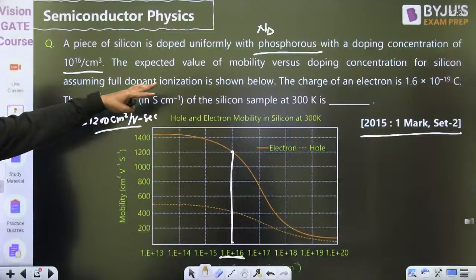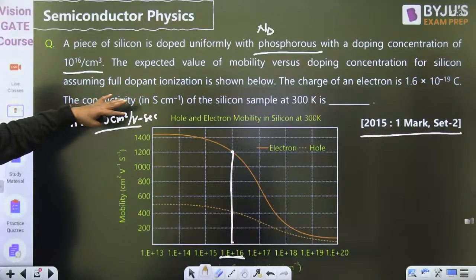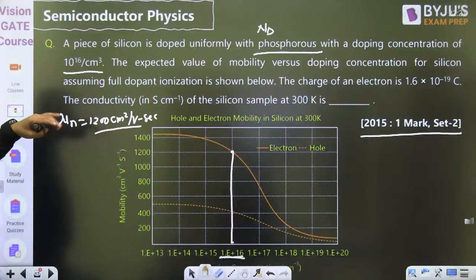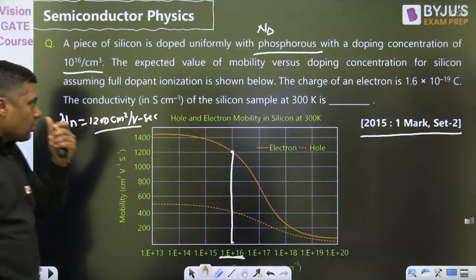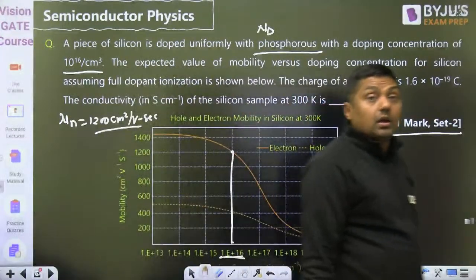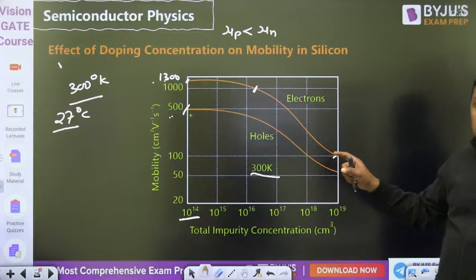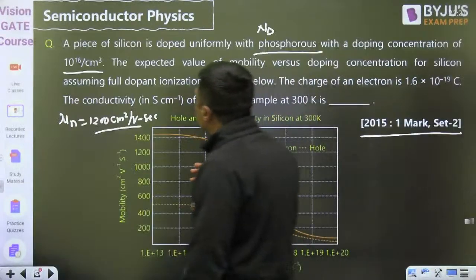The expected value of the mobility versus doping concentration for silicon, assuming full dopant ionization, is shown below. The charge of an electron is this much. Find the conductivity of the silicon sample at 300 degree Kelvin. Again that is based on the graph only. Based on the graph, but a very simple question.